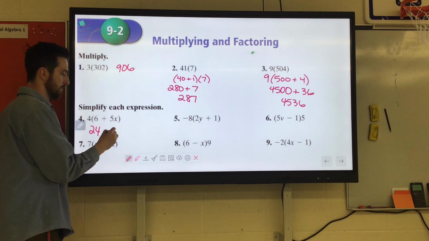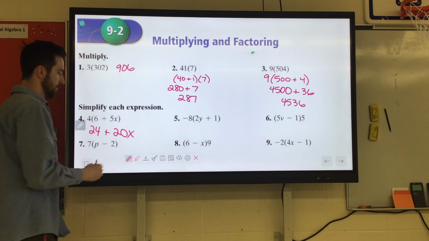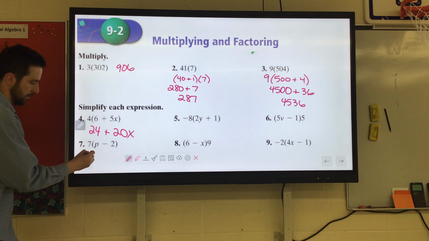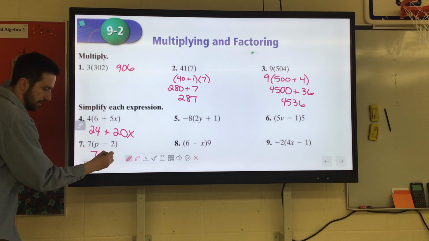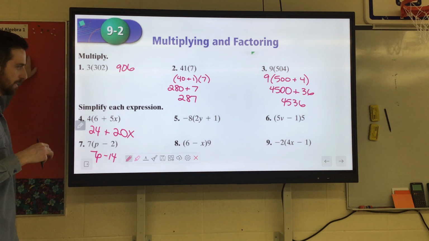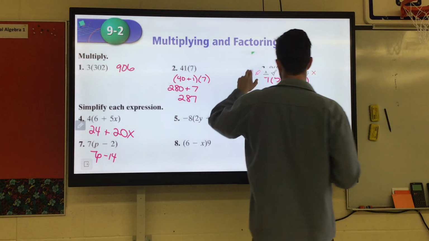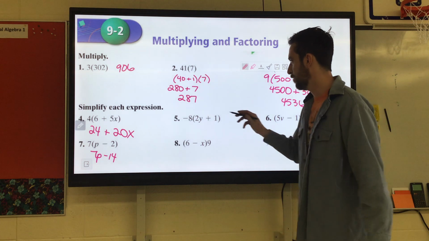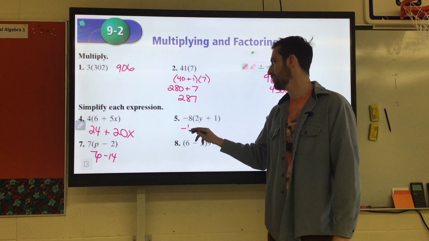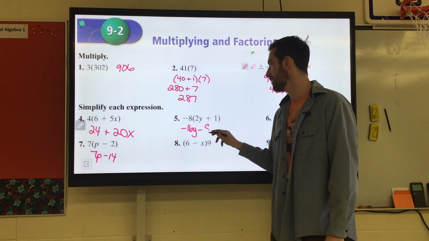Simple distribution here. 4 times 6 is 24. 4 times 5x is 20x. I'm going to go right underneath it while I'm here. That would give me 7p minus 14. Look at us just multiplying, warming up with some simple distribution. You should have been able to do this back in chapter 2. This would give us negative 16y minus 8.